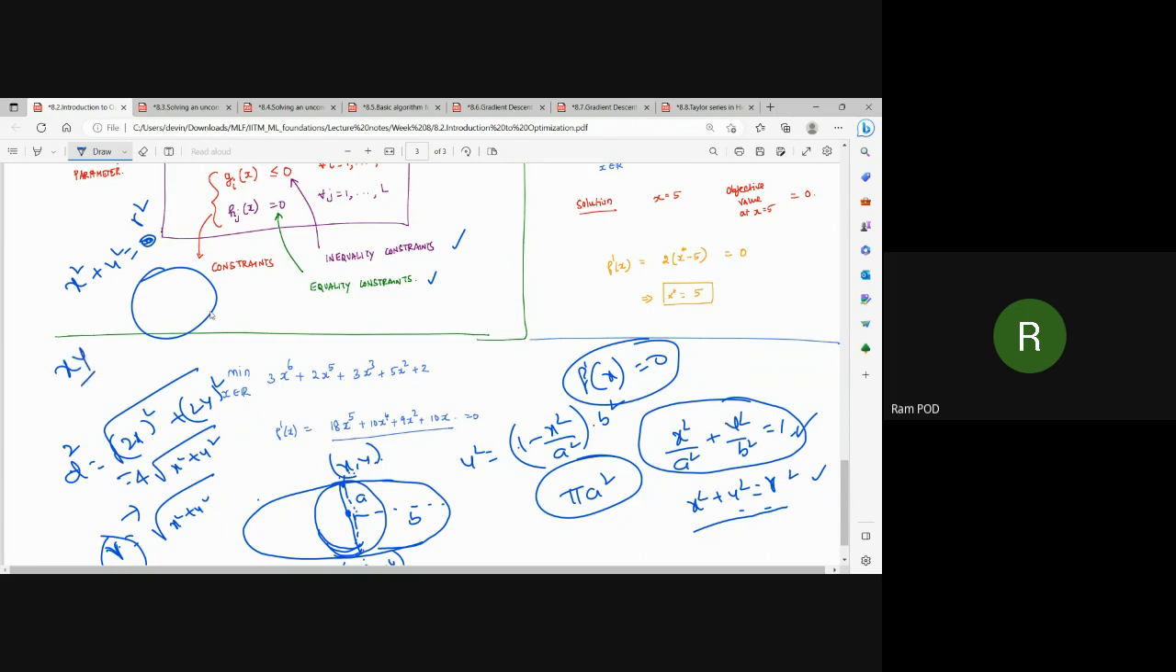Okay, so this is going to be our objective function. These are constraints. By using the constraint, I can get y square as r square minus x square, and then I can substitute that value here. x into y is going to be x times the square root of r square minus x square. This is my objective function. Now it is just a function of x only.